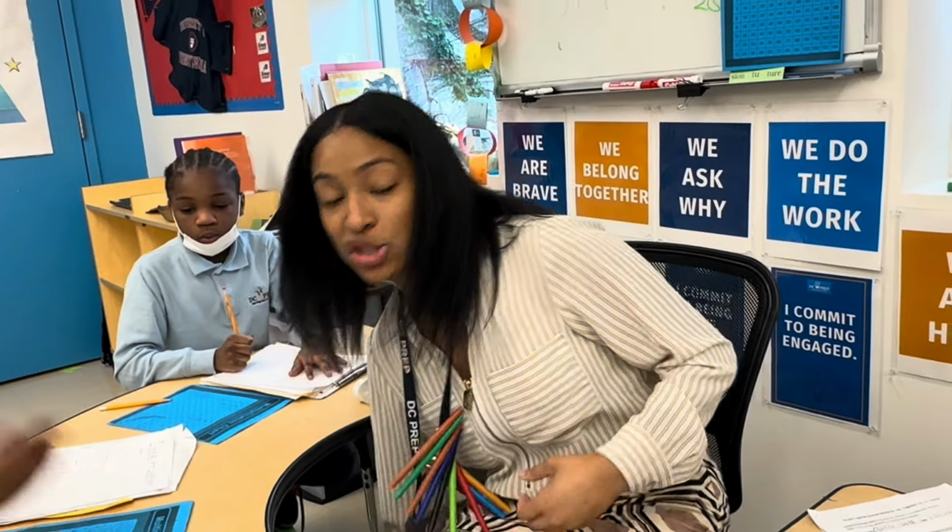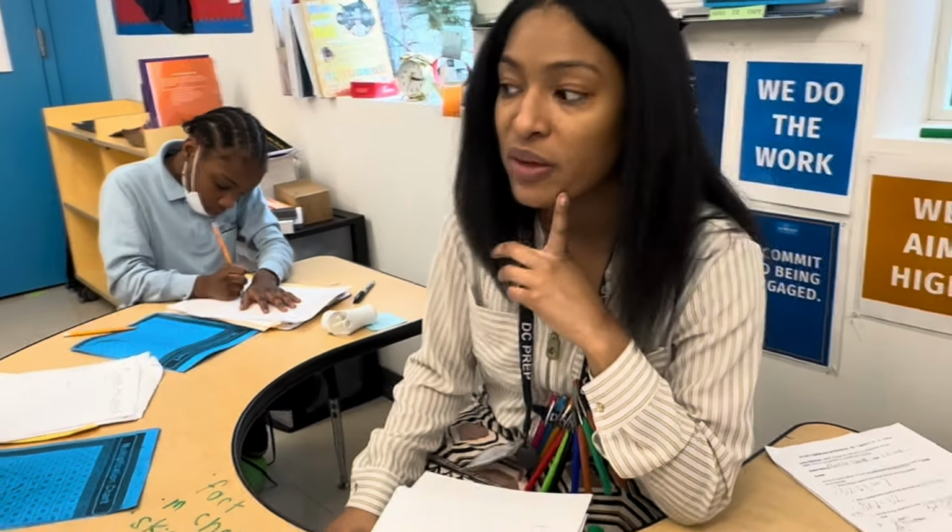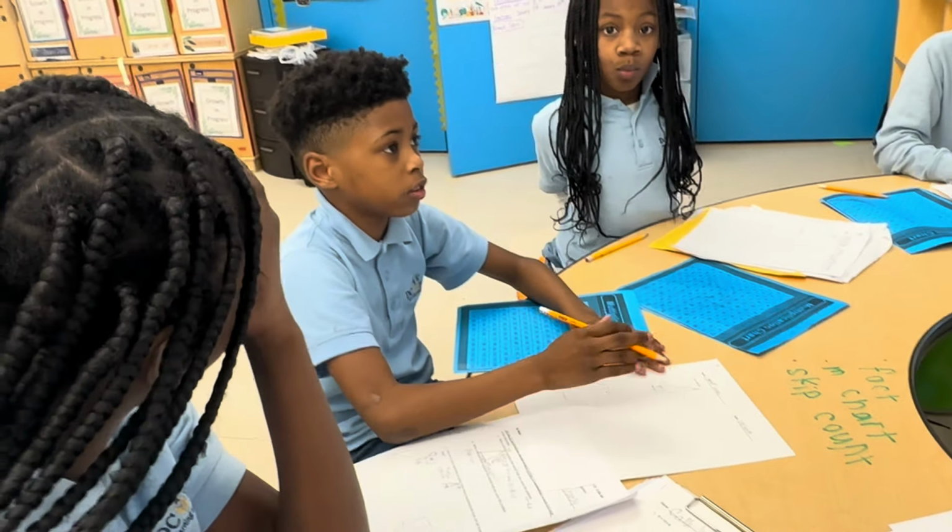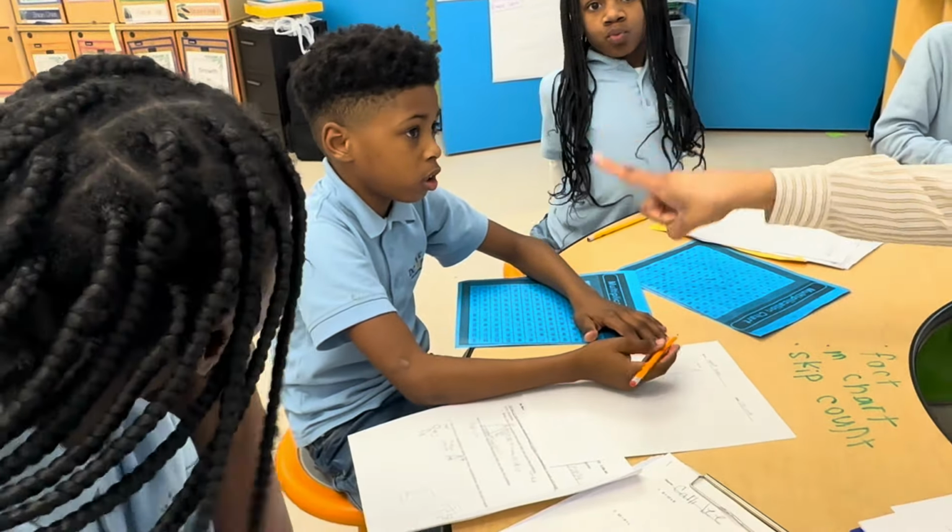When I look at my multiplication chart, I want to find the first factor. Who can tell me what the first factor is in this equation? What factor do you see, Jacoby? Give me one second, Jacoby. I want to hear your question.